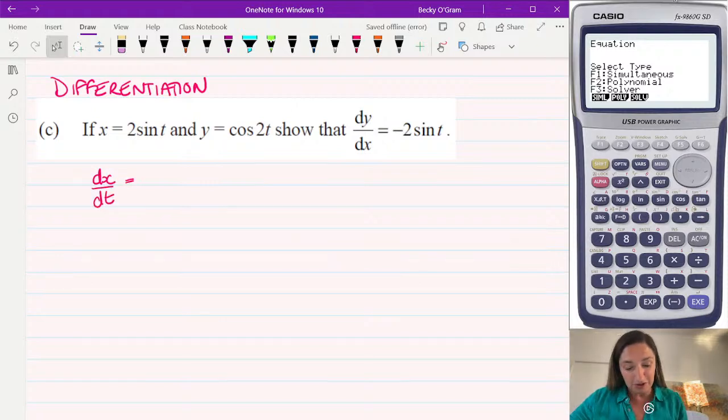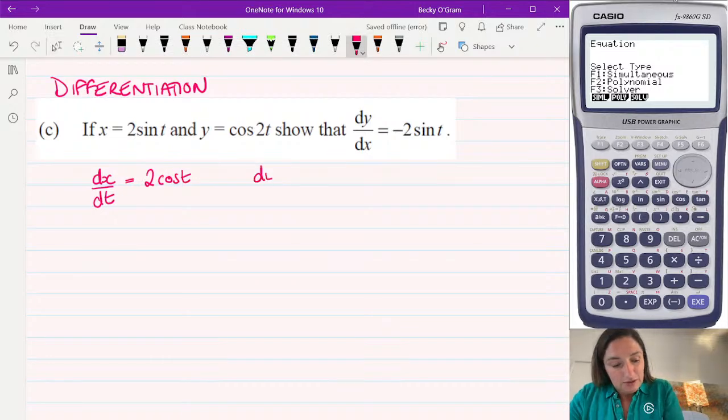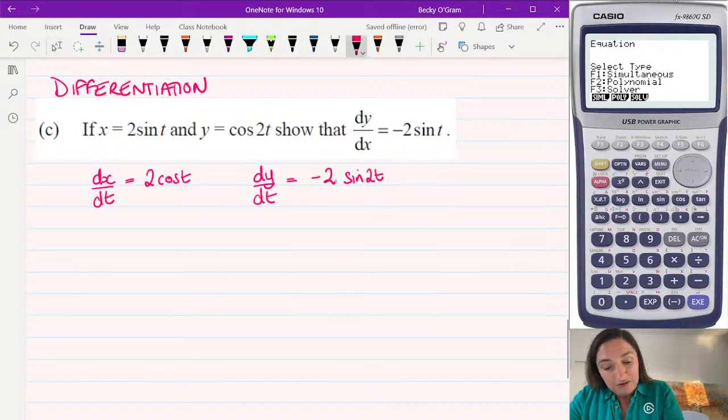So we'll do dx by dt, and I can never remember whether sine goes to positive or negative cos and vice versa. So I'm just having a quick look at the formula sheet. So sine goes to cos and it stays positive. And dy by dt, cos goes to minus sine, like this. And it would be multiplied by the 2 that's inside, because we're doing just a teeny bit of chain rule here. So instead of it being minus sine t like that, it'll be minus 2 sine 2t.